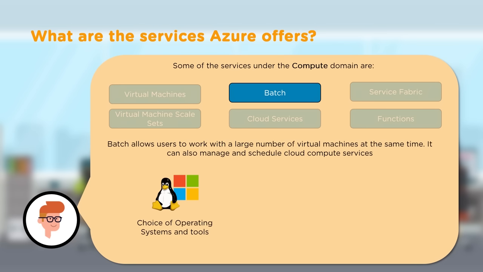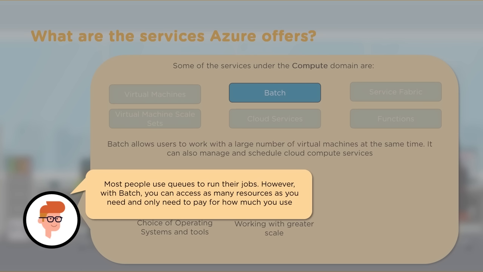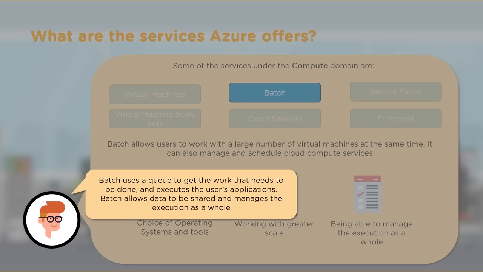Let's summarize. With this batch service, we have a choice of operating system that we can pick and use, and it scales by itself. Now, the alternative for the batch would be queues, but in queues, we'll have to pre-provision and pay for the infrastructure, even if we're not using it. But with a batch, we only pay for what we use. And this batch service helps us to manage the application, manage the scheduling as a whole, as if they are just one thing.